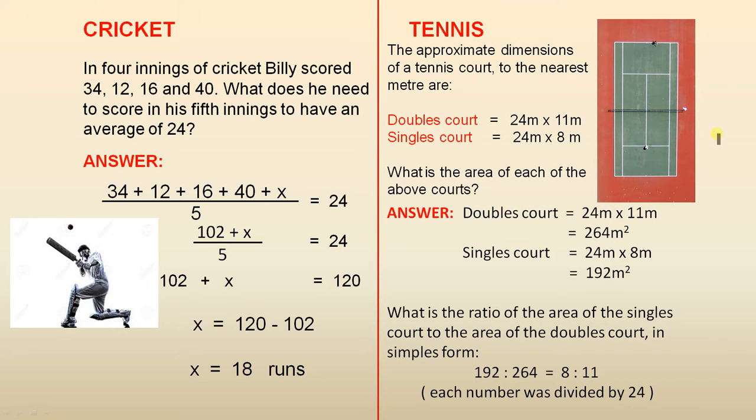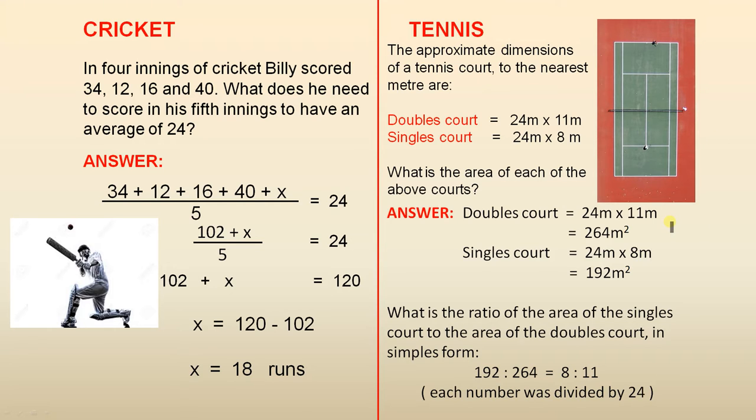Here's a problem for tennis. The approximate dimensions of a tennis court to the nearest metre are: the doubles court is 24 metres by 11 metres, and the singles court is 24 metres by 8 metres. What is the area of each of the above courts?